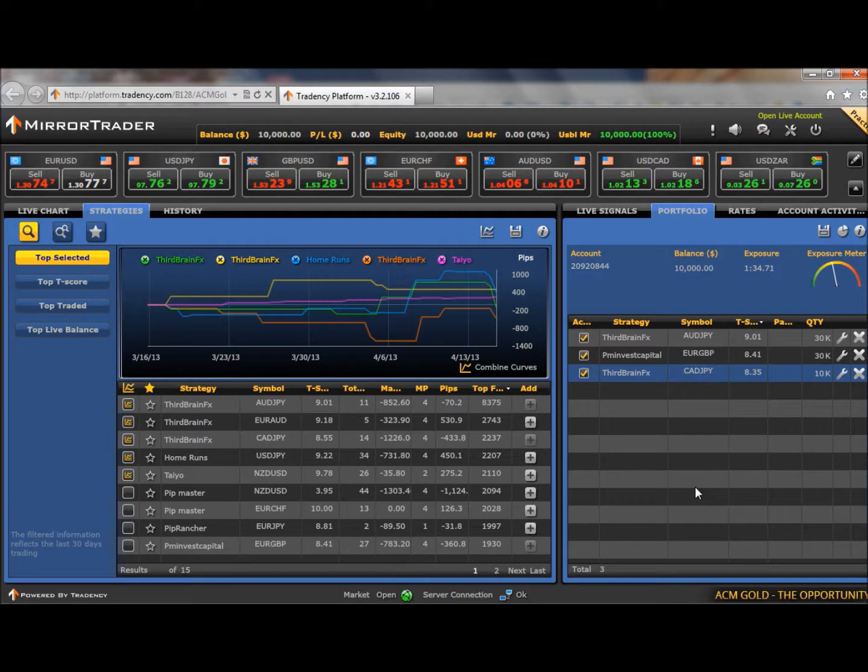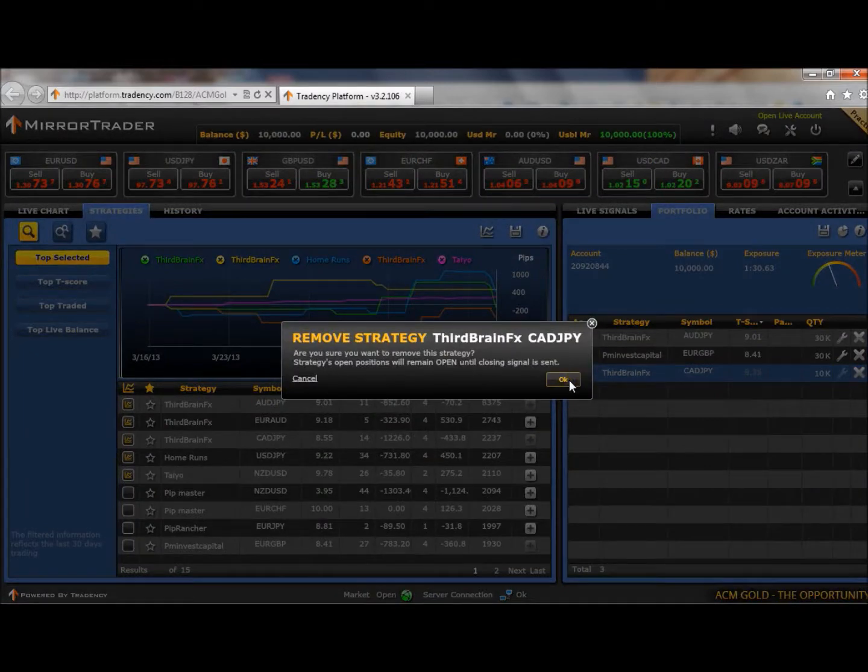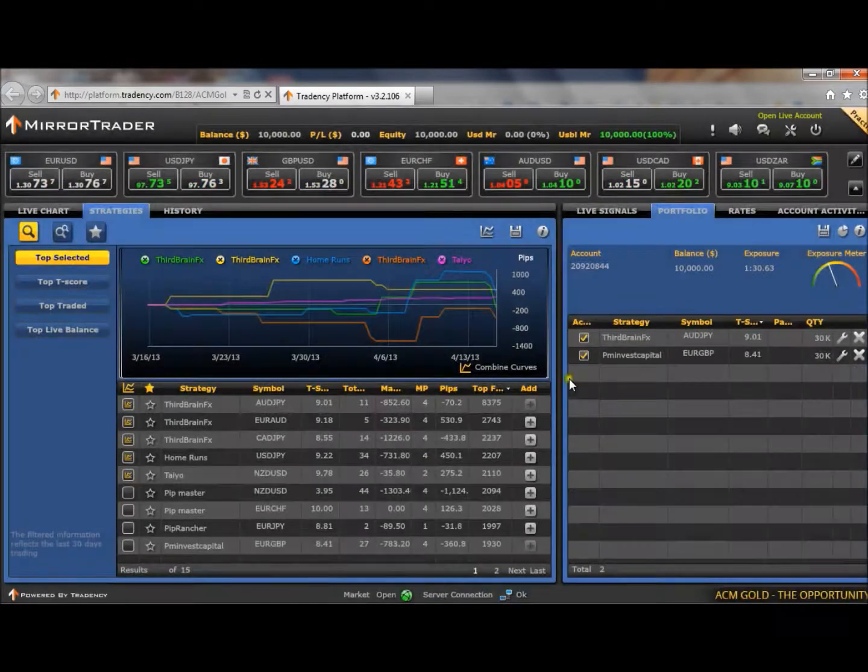Alright. Okay, so that's the basic setup. Basically your job is to go through every single trader and decide which ones to follow. My favorite traders are Third Brain FX and PM Invest Capital. So I'm going to remove this. Let's remove him. And we can leave it like this. So now you're set up. You can actually log out now and let the guys do the trading for you. That's basically your setup process.